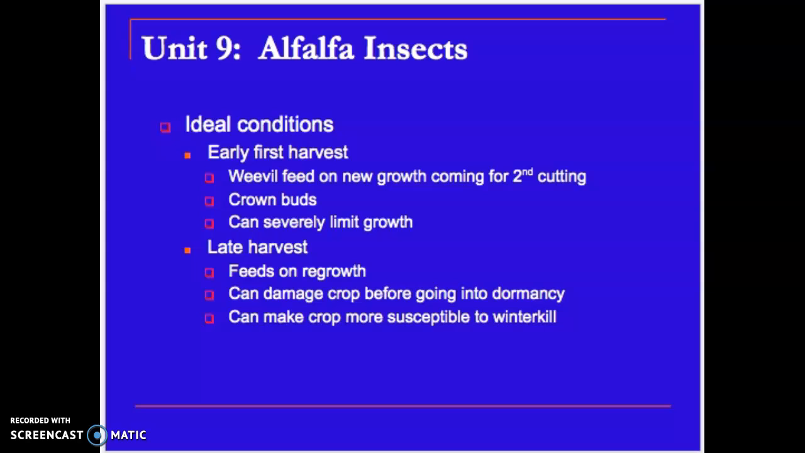Late in the harvest, late in the growing season, it feeds on that regrowth, and then it'll damage that crop before it goes into dormancy. So now you've got a situation where you have to worry about a crop being at risk for winter kill if it's not healthy enough before it overwinters and goes dormant for that winter time. So certainly you want to be aware of this particular problem out here.